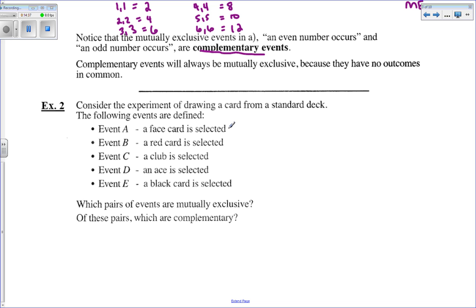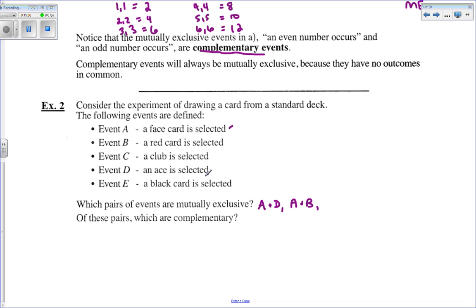So A, a face card. So is there any way to get, let's see, a face card. Face cards can be red, so those aren't mutually exclusive. A club can be a face card. An ace is not a face card. So A and D are mutually exclusive. A face card and a black card, you can have black cards that are face cards. Okay, a red card is selected and a club. Clubs are black, so B and C are mutually exclusive.